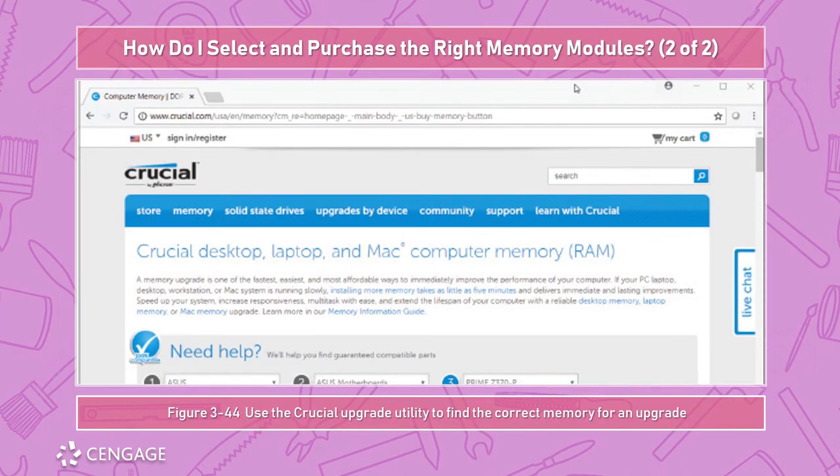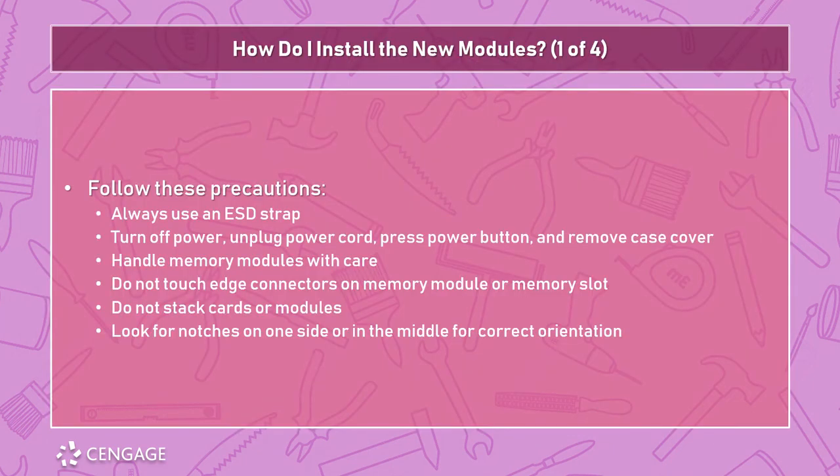So here we see a Crucial screenshot for typing in your motherboard. The graphic got a little bit cut off, but you can see down at the bottom below where it says need help, Asus motherboards, Prime Z370P. So that'll match the one that was in the demo unit we looked at earlier. So to install the new modules, we treat it like any other component.